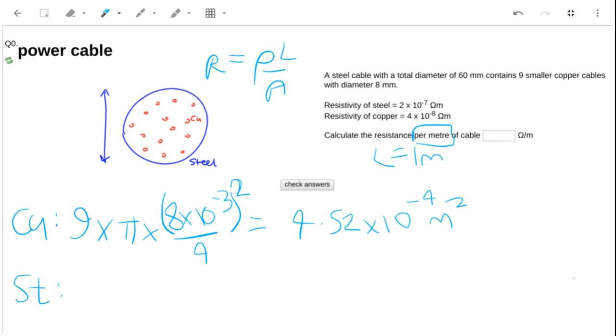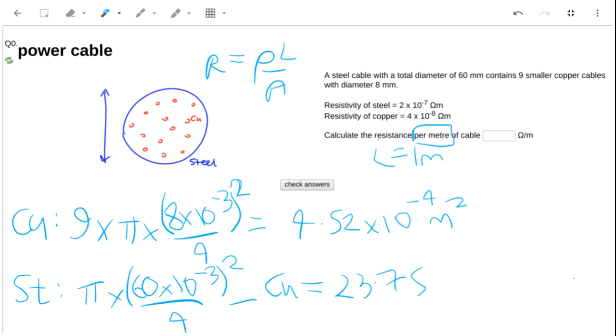Now for the steel. The steel is going to be the larger diameter, subtracting the copper. So that's going to be pi d squared again, this time using 60 times 10 to the minus 3, and dividing that by 4 and subtracting the copper. Pi times 60 times 10 to the minus 3 squared divided by 4 minus 4.52 times 10 to the minus 4. So that gives me 23.75 times 10 to the minus 4. So it's a little bit more steel than copper.